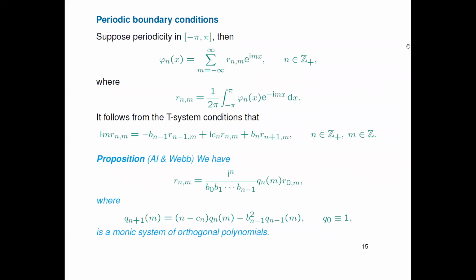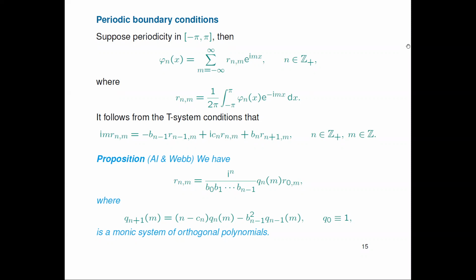Okay, let's move to periodic boundary conditions. I will not go into twisted periodicity too much for an afternoon, but for periodic boundary conditions, again, it is possible to reduce it to something similar. In that case, phi n can be written as a Fourier series, and it turns out that coefficients in this Fourier series obey, again, a 3-term recurrence relation. And if you have q n's obeying this sort of recurrence relation, where now the variable ranges over integers, then they can be written in this form. And we have a monic system of orthogonal polynomials.